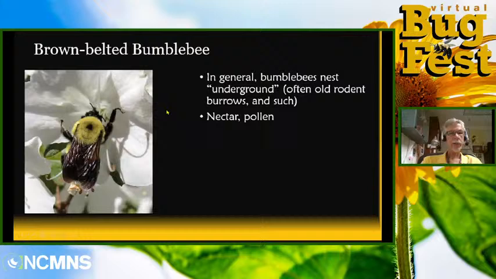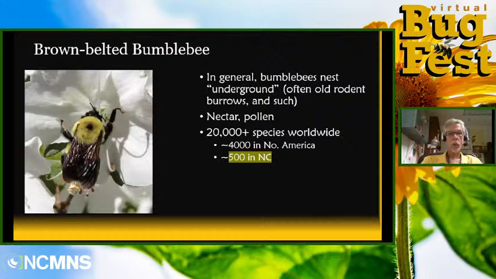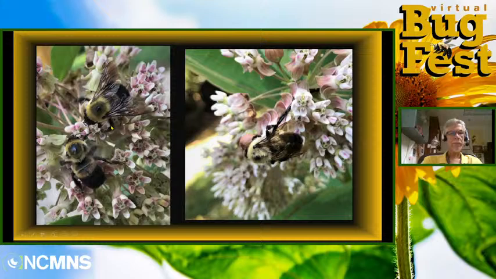There are over 20,000 species around the world. And of that, there's around 500 in North Carolina. So I'm just going to show a few that come out to my yard. And many of them are ground nesting, and many are solitary. We often see the bees out there together, but it turns out of these 500 species, most of them in fact live a solitary existence. So here are a couple close-ups of the brown-belted bumblebee. Looks like a June photo from this flower.